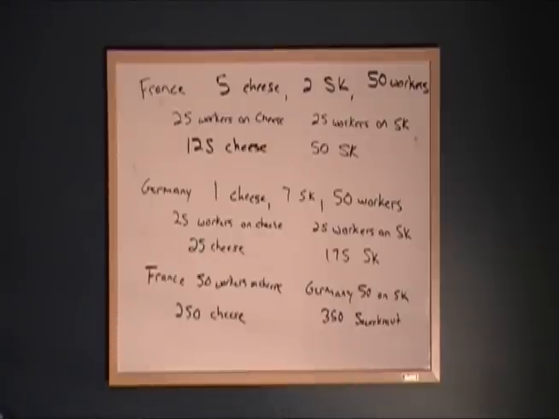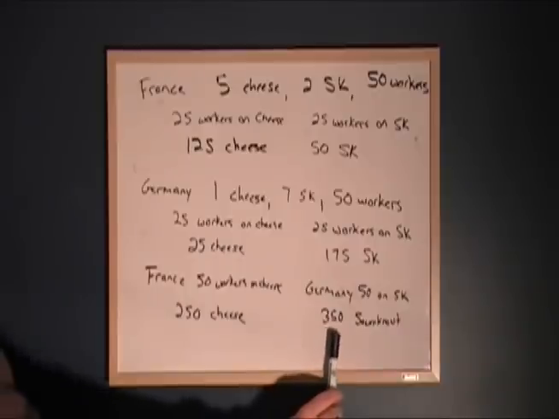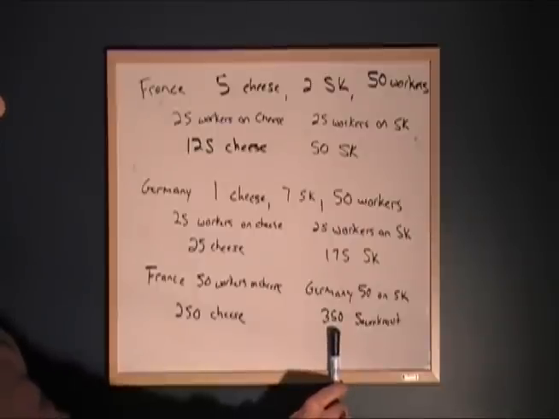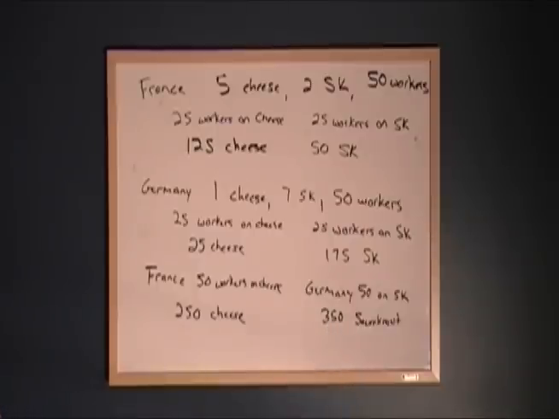On the other side, sauerkraut. France produced 50 tubs of sauerkraut. Germany produced 175. Together, that would be 225 tubs of sauerkraut. If Germany specializes, they can produce 350 tubs of sauerkraut. Is that more than 225? Yes, it is. So what we can see is, so far, absolute advantage tells us that we can specialize in what we have an absolute advantage in and produce a greater amount of these two goods.